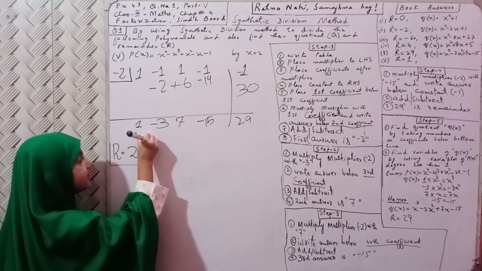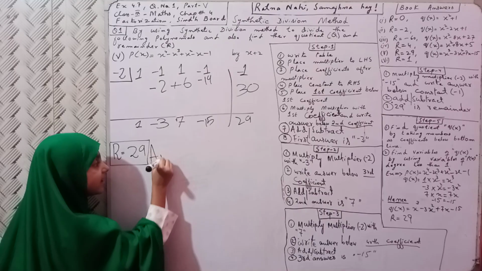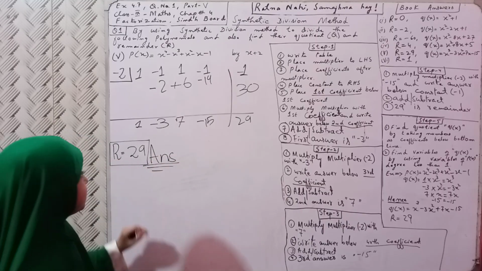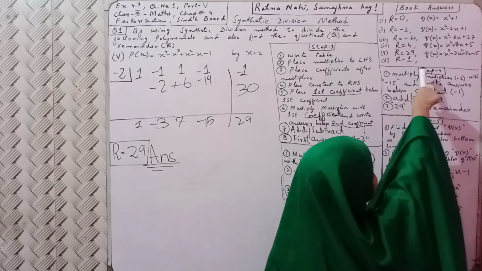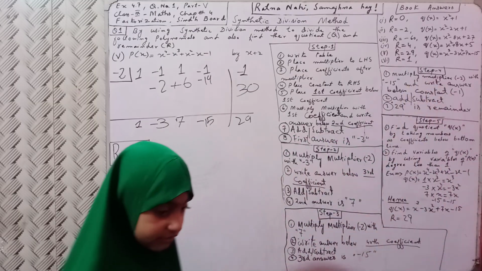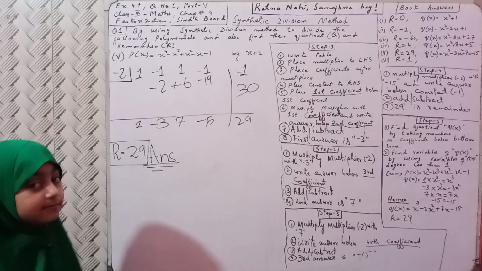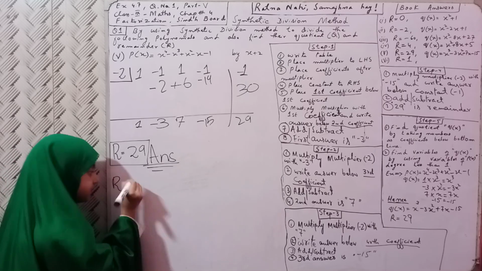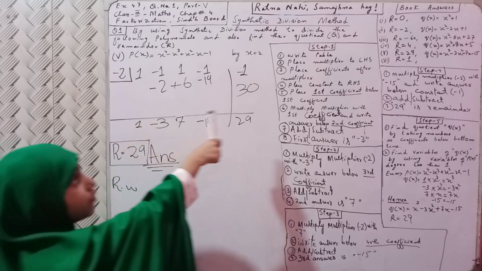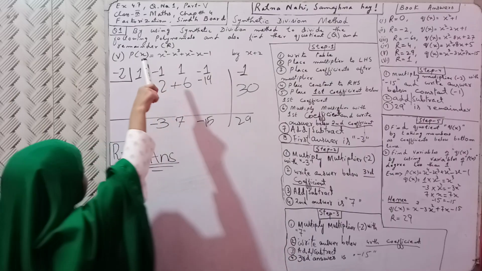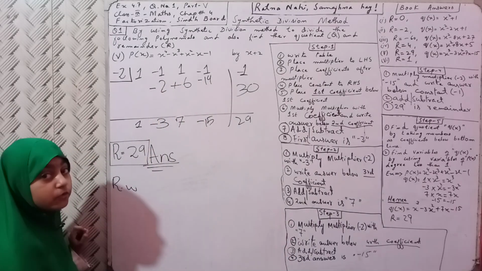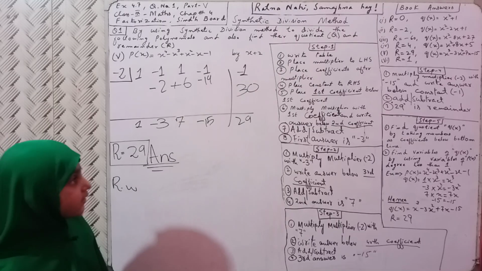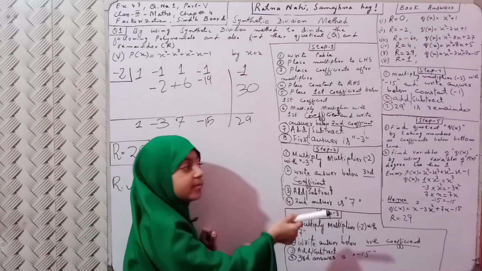Book answers are written. You can check it. Remainder is equal to 29. But still, our question is not solved. The question is saying to find the quotient and remainder. We have found the remainder. We are going to find the quotient, and step 5 is remaining also.